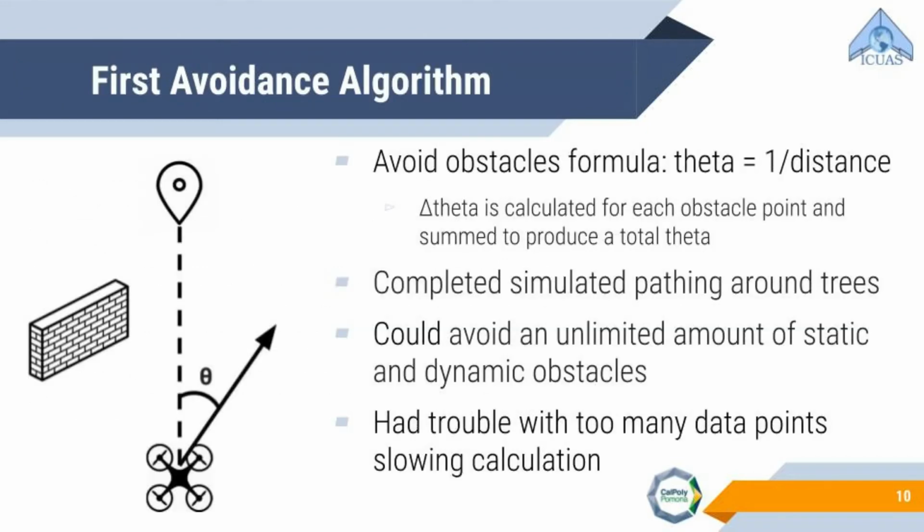We developed and tested 2 different avoidance algorithms. The first algorithm calculated its heading by modifying the original trajectory by an angle inverse to the distance. So as an obstacle got closer, the more the heading angle would change to avoid it. This method was simple and could be applied to an unlimited amount of objects from any direction. It, however, had issues handling the large amounts of points generated from the LiDAR.